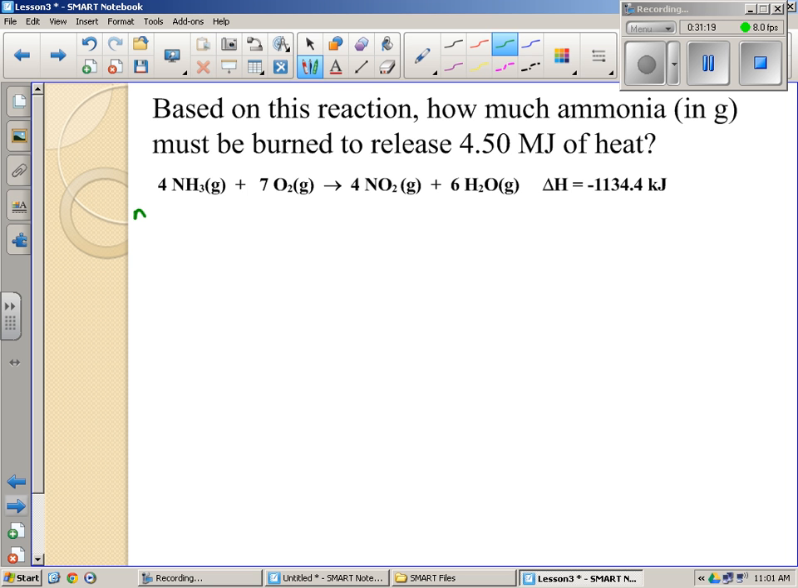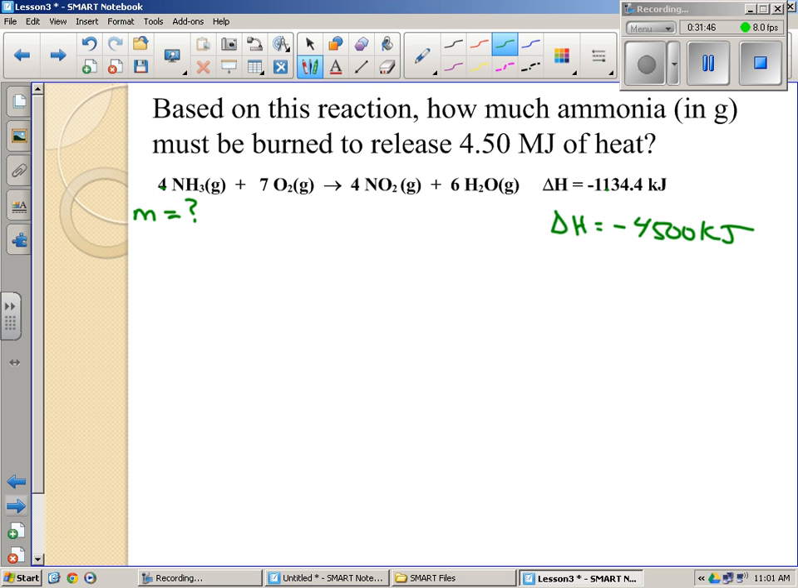So you know me, I like this, right? And this is probably what you should have too. It keeps everything nice and neat, lined up where you're supposed to have stuff. And basically what I'm saying here is, well, 4 moles gives me this. We know that. If I wanted to get 4,500 kilojoules of energy produced, 4.5 megajoules times 1,000 gives you the kilojoules, right?